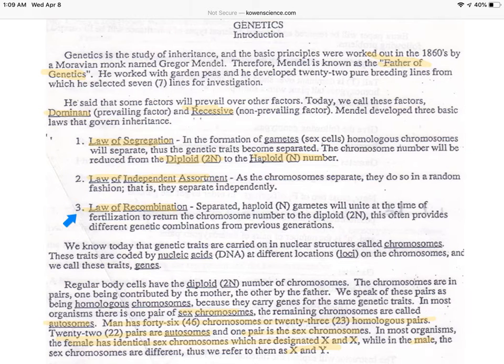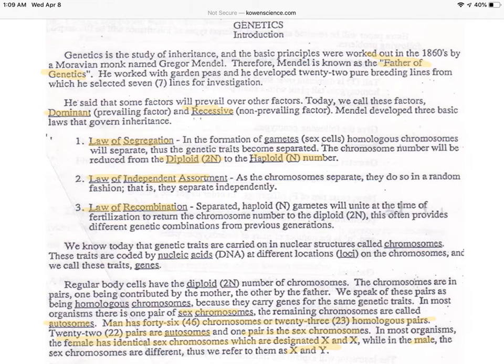The law of recombination says that at the time of union, in the formation of the gametes, the chromosome number will go from diploid to haploid. So when the egg and the sperm come back together to form a fertilized egg, the egg is now diploid, or has the complete chromosome number.